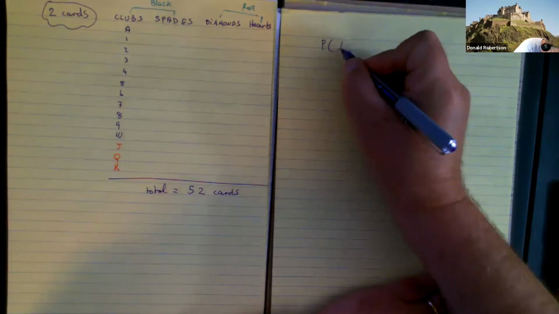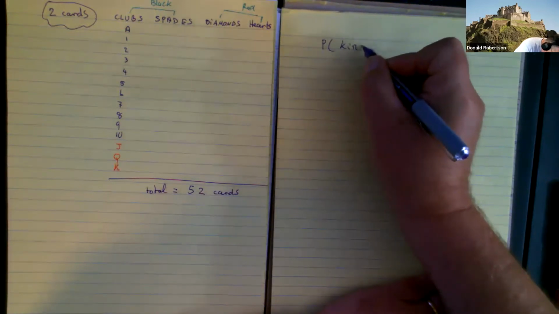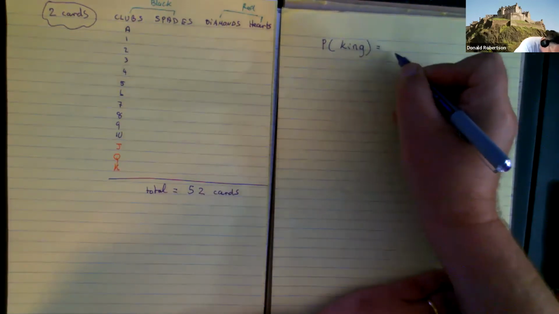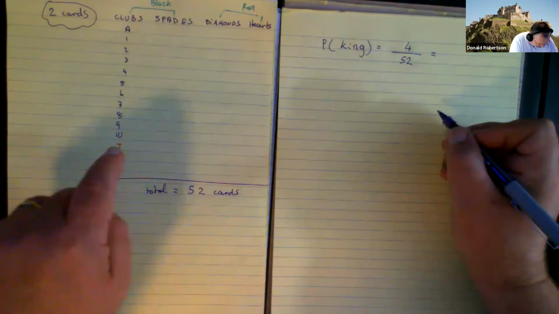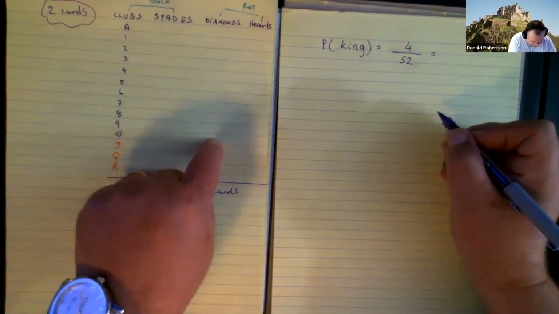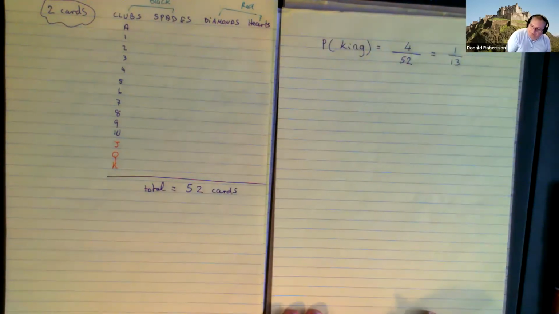Now, I'm going to start with a 1-card question. If I said to you, what is the probability that you get a king? There are 52 cards, 4 of which are a king. Right? King of clubs, king of spades, king of diamonds, king of hearts, and that simplifies down to 1/13.